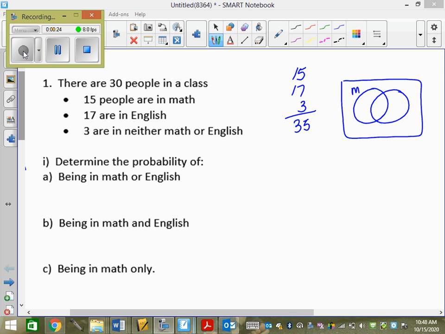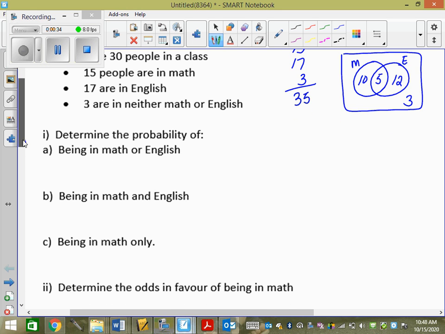Math, English. 5. This is going to have 10. This is going to have 12. This is going to have 3. So we want being in math or English. So it'd be 27 out of 30, which can reduce, you can take a 3 out of both, so 9 out of 10. Okay. Being in math and English. So it'd be 5 out of 30.